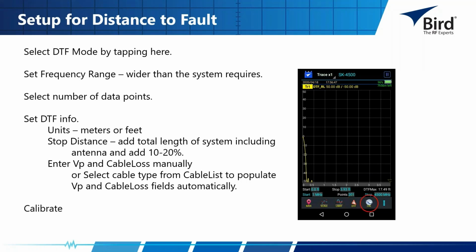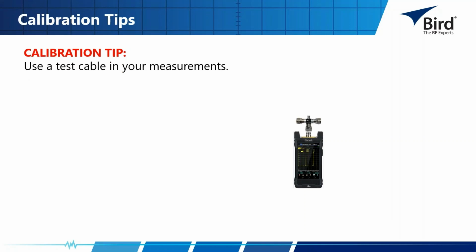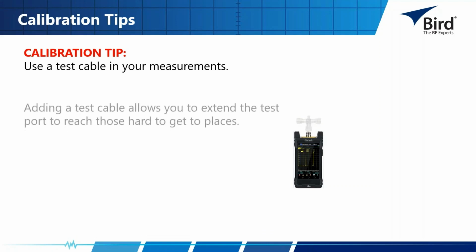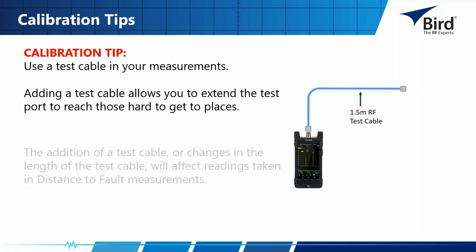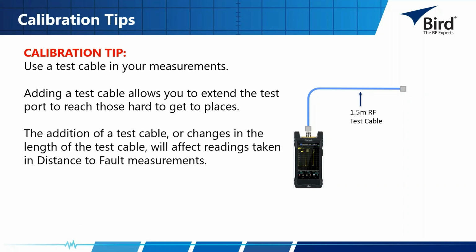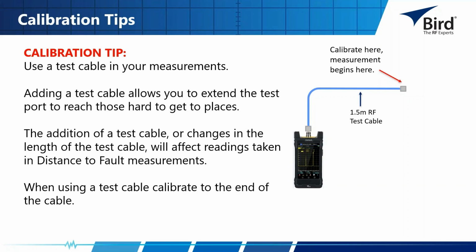Finally, the last thing to do is calibrate the unit. And here's a calibration tip. I covered it last week, and it hasn't changed from this week. When you do a calibration, use a test cable in your measurements. Adding that test cable allows you to extend the test port to reach those hard-to-get places. And when you have a test cable, it will change the length of your measurement in distance to fault. When using a test cable, calibrate to the end of the cable. When you calibrate to the end of the cable, this is the starting point for your measurement.